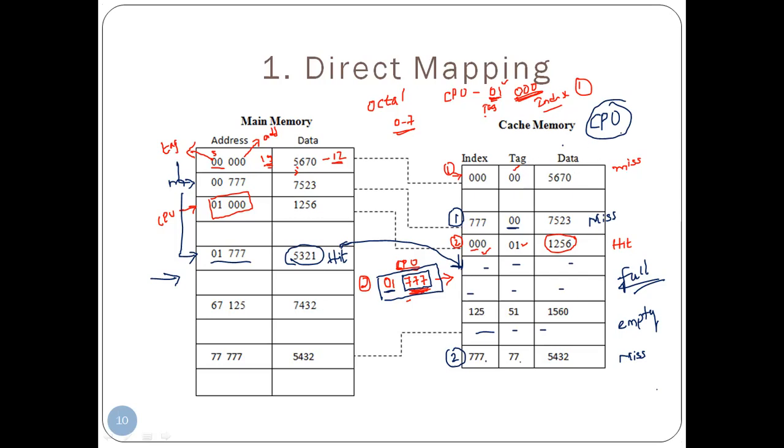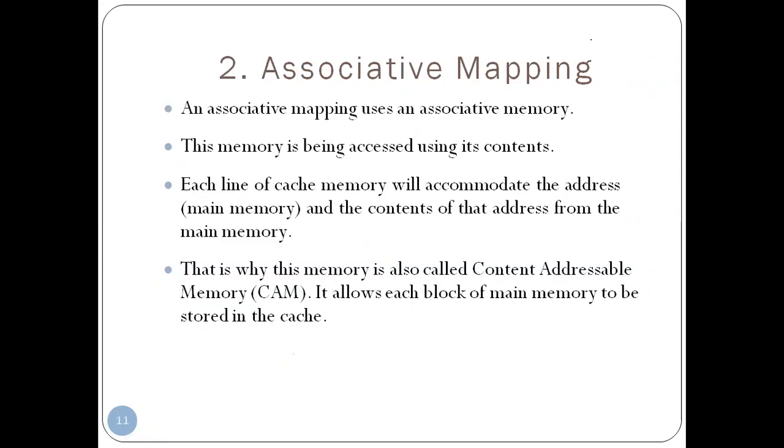So what is the problem we are facing here? The problem we are facing over here is that the misses will be more. The cache misses will be more. If the cache misses are increasing, then the performance of the CPU is going to decrease. So this is the drawback or the problem that we are going to face in direct mapping. In order to overcome this, we have gone for associative mapping.